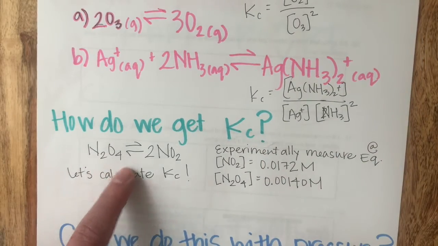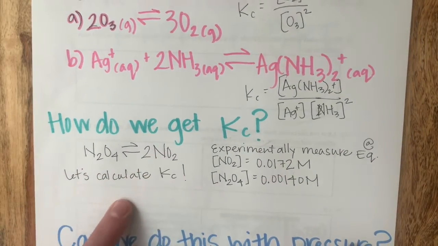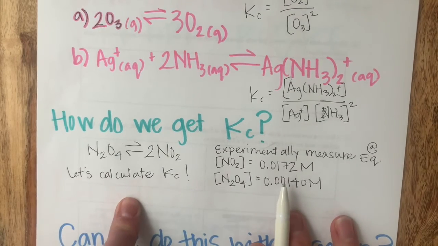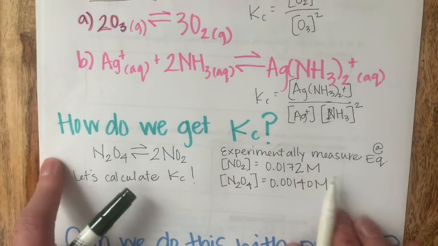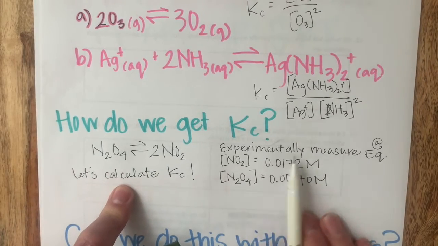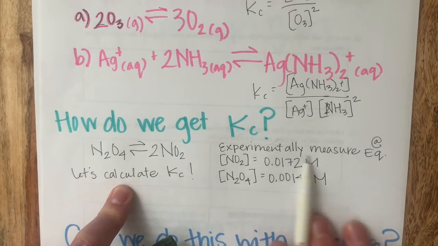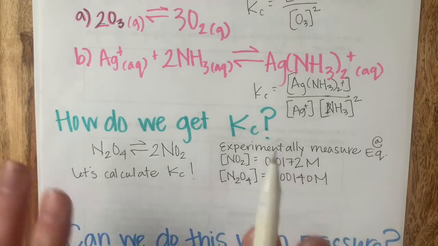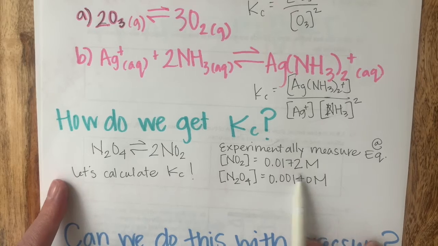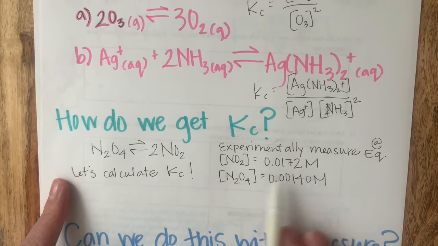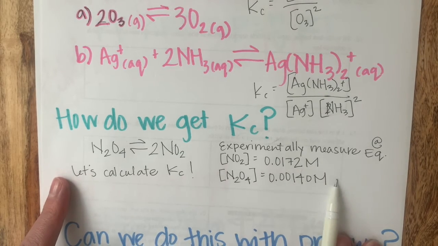Let's go back to this N2O4 to NO2 equation. And what you're going to get is data. So maybe at equilibrium, these are your concentrations. What I'm giving us in this problem is we experimentally measured at equilibrium. So when everything settled down and their concentrations quit changing, we had this much NO2 in terms of molarity, this much N2O4 in terms of molarity.